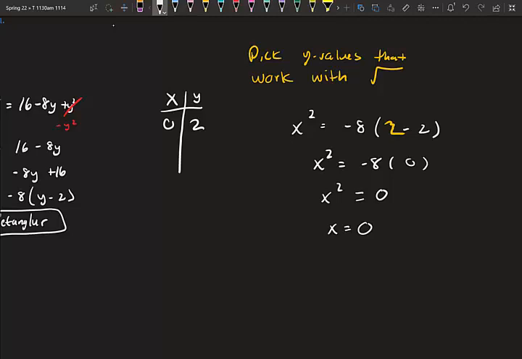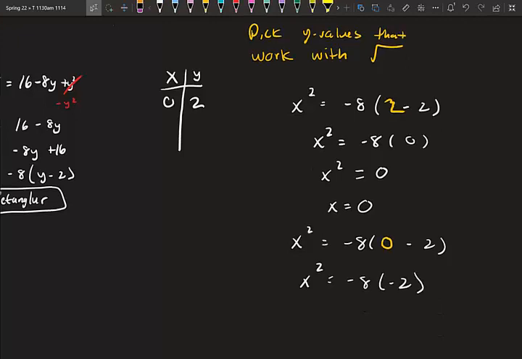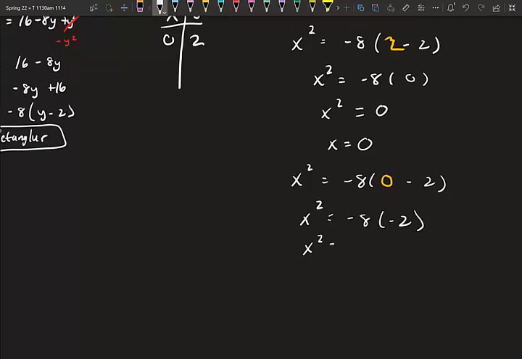Whenever you graph something, you need at least 2 points. So we have x squared equals negative 8 times blank minus 2. Now I want to think of another number that when I plug in can be simplified. So if I think of the number 0, we're left with x squared equals negative 8 times negative 2. Negative 8 times negative 2 is positive 16. And the square root of 16 is positive negative 4.